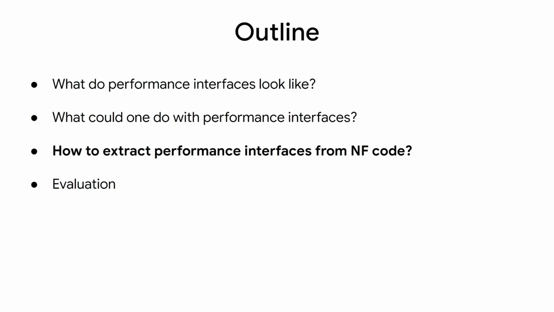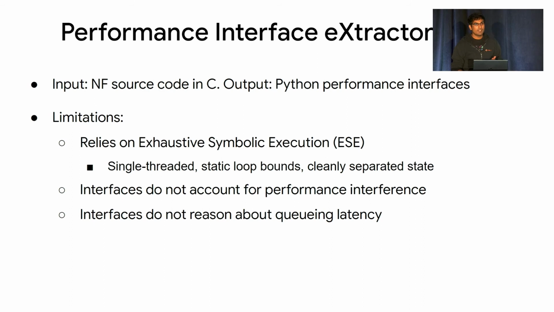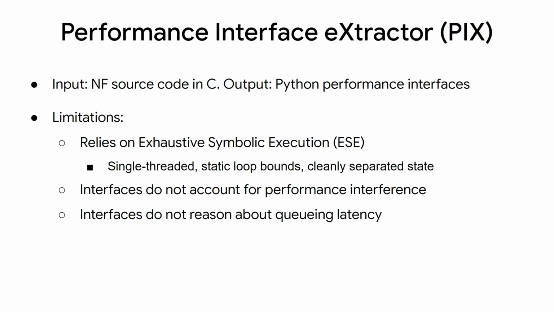So at this point, I've told you what performance interfaces look like and how you can use them. Let's now take a look at how we actually extract them from NF code. To extract these performance interfaces, we built a tool we call PIX, which takes as input an NF written in C and spits out performance interfaces as Python programs.